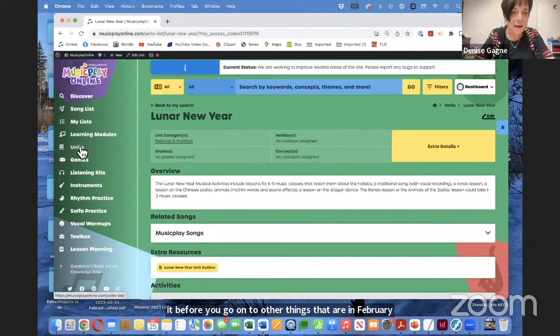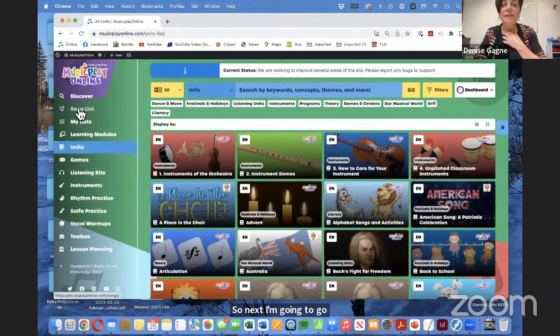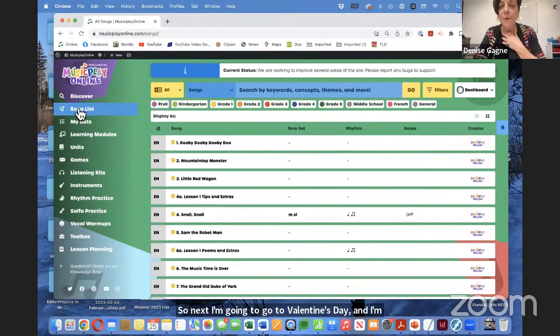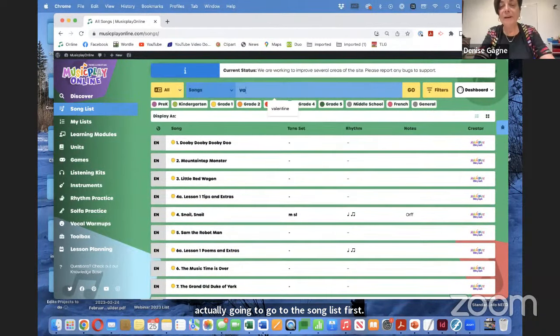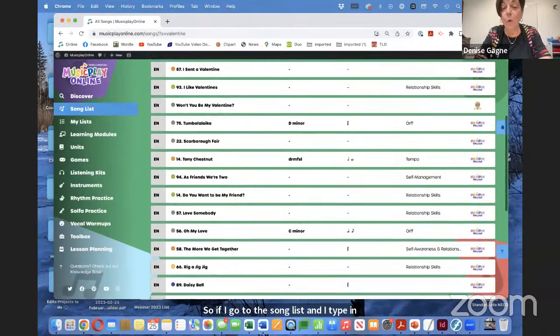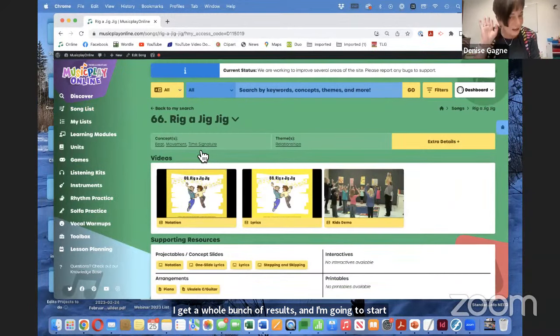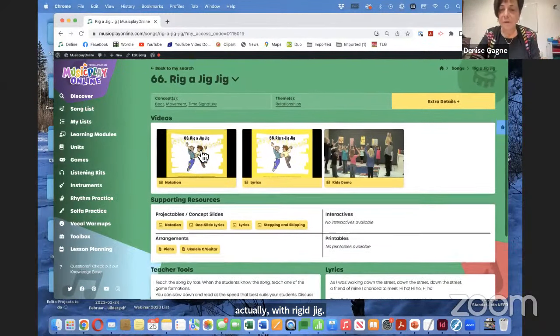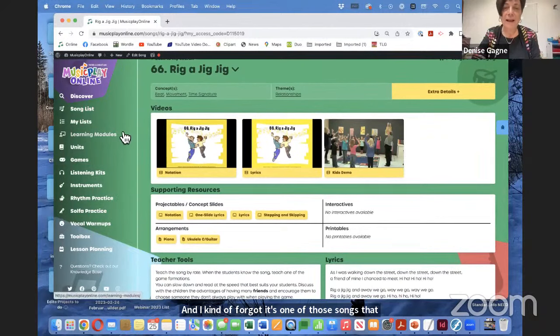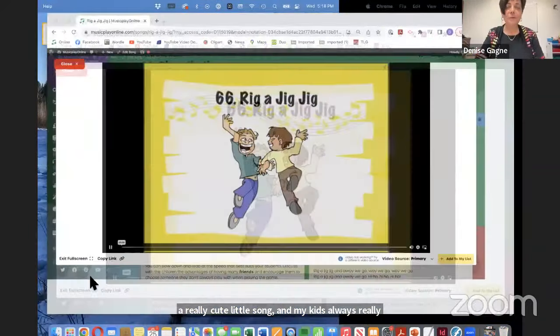So next, I'm going to go to Valentine's Day. And I'm actually going to go to the song list first. So if I go to the song list, and I type in Valentine, I get a whole bunch of results. And I'm going to start actually with Rig a Jig Jig. It's one of those songs that I kind of forgot about and haven't used for a while, but it's a really cute little song and my kids always really liked it. So if you don't know it, this is our version. Please sing along.